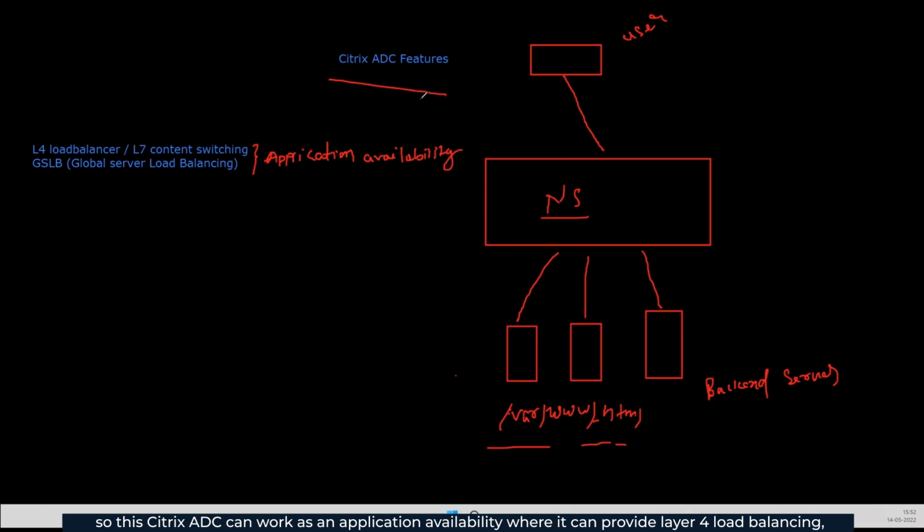So this Citrix ADC can work for application availability, where it can provide layer 4 load balancing, layer 7 load balancing or content switching, and also global traffic load balancing, global server load balancing.